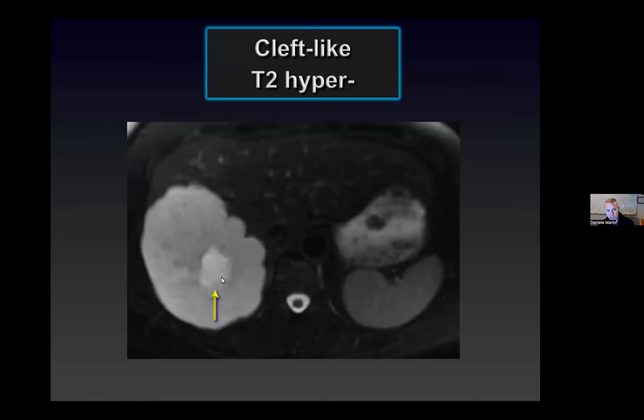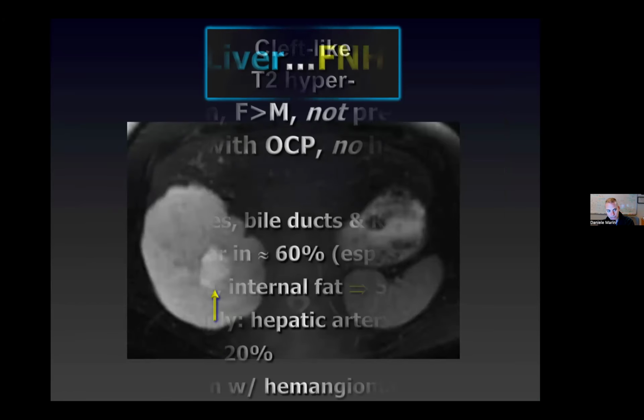This is just a typical appearance of a giant hemangioma. You can see one of the key, very characteristic findings to look for is this area of almost cystic appearance within the central portion of the lesion, which is highly suggestive or diagnostic for hepatic hemangioma.